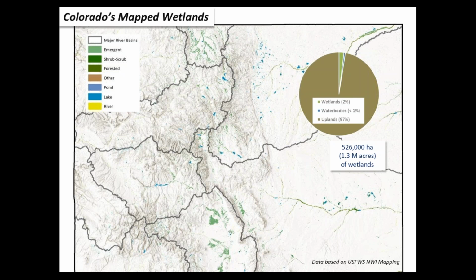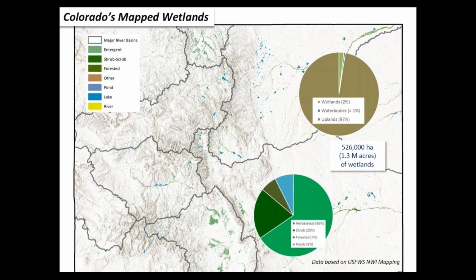NWI data covers just over 500,000 hectares or 1.3 million acres of wetlands, which represent about 2% of the landscape. This is a very small percentage of the landscape compared to northern or coastal regions where wetlands cover 10, 20, or even 40% of the landscape. Among wetland acres, herbaceous wetlands are the most common in Colorado.